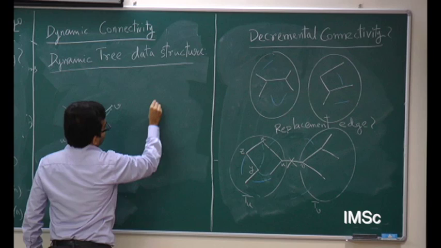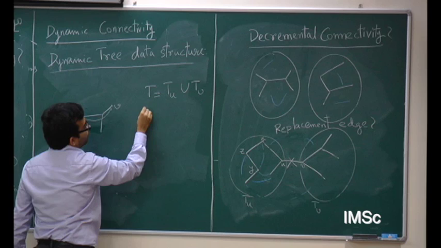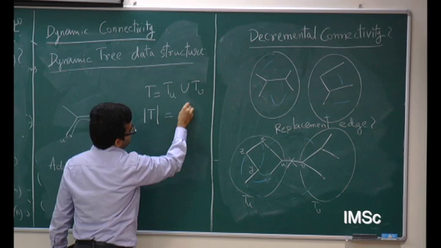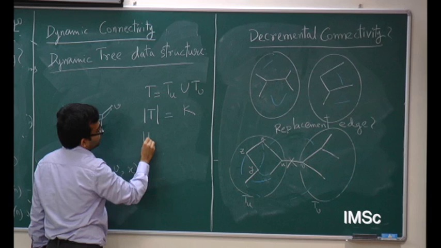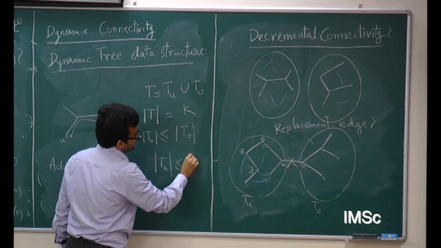initially, let us say T is the union of TU plus TV. What is the size of T? The size of T is some K. By size of T, I mean just the number of nodes in T. Okay. And without loss of generality, let us just assume that TU is less than TV. Sure. Then we can say that the size of TU is less than K over 2.